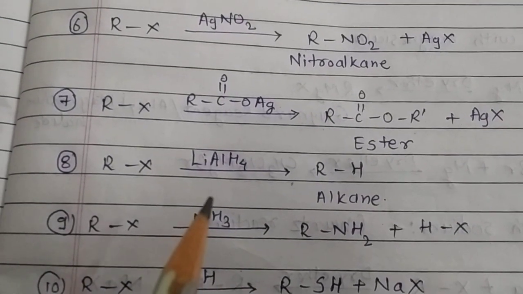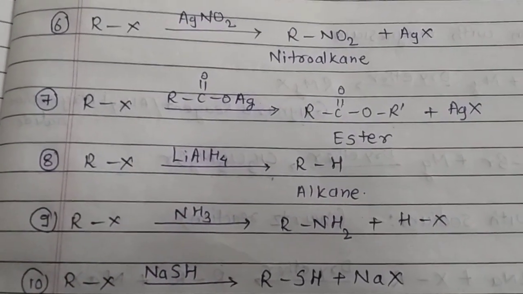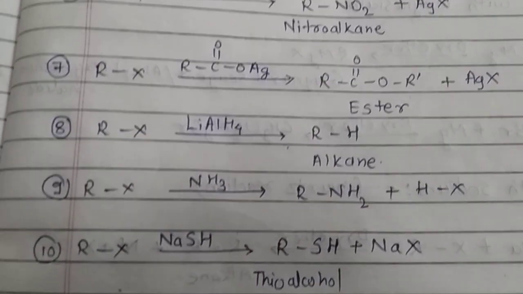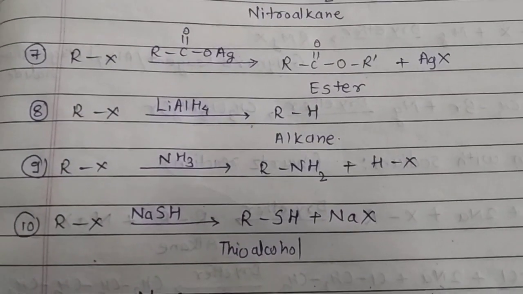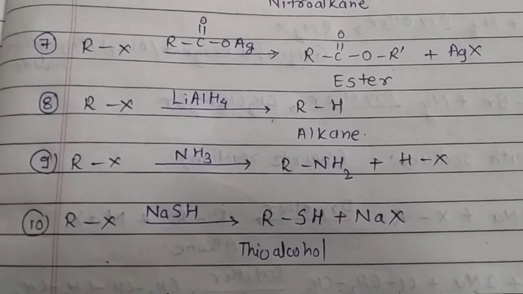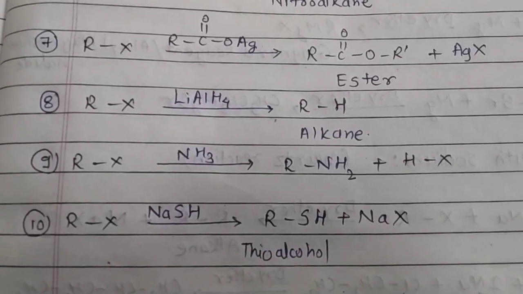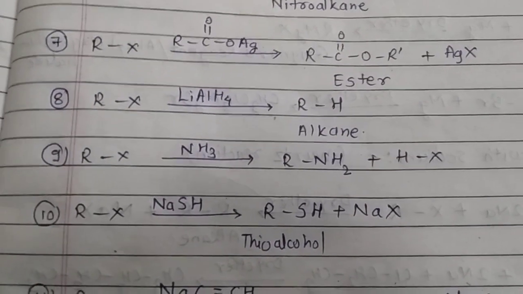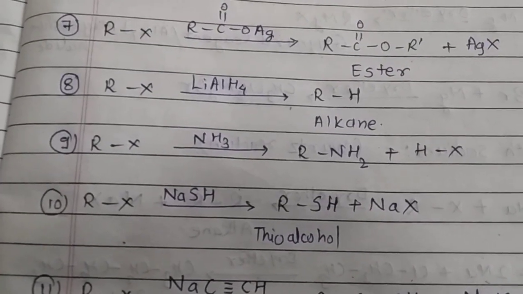Next reaction is with lithium aluminum hydride. So lithium aluminum hydride is a strong reducing agent, so it reduces halogens also into alkanes. So alkyl halide RX is reduced to alkane RH. H comes from that lithium aluminum hydride part and we'll get alkane.